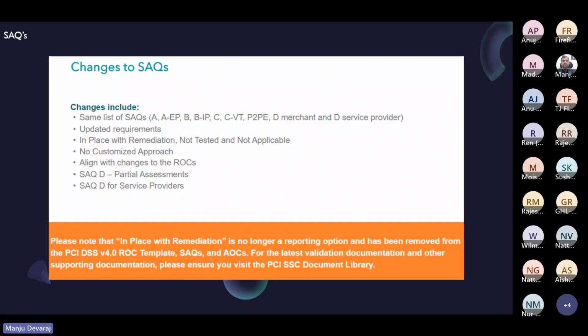Changes to the SAQ once again. The same list is there: updated requirements in place with remediation, not tested and not applicable. I'm not sure if it is no longer there. I don't think so. In place with remediation is no longer there in 4.0. It's removed, aligning with changes to the ROC rather than being a separate document. Partial assessments are possible. SAQ D for service providers and merchants is still available.